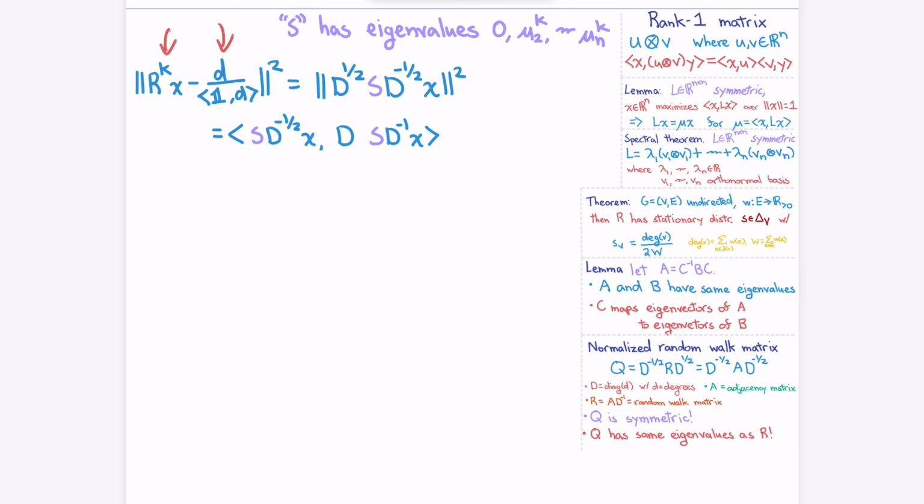Now I'm not doing anything special. I'm just expanding out what the norm is: the inner product of the vector with itself. So I have S D^(-1/2) x, and D S D^(-1/2) x. Originally I should have written D to the 1/2 and D to the 1/2, and I transposed one D to the 1/2 over to the middle. That -1 looks wrong. These slides have not been proofread.